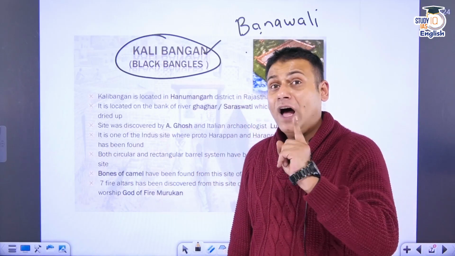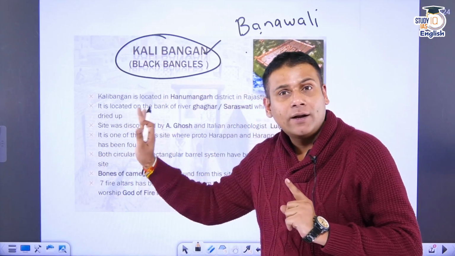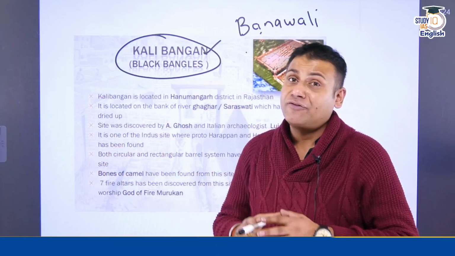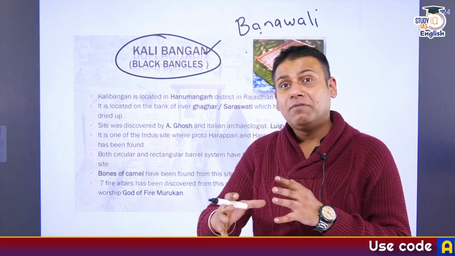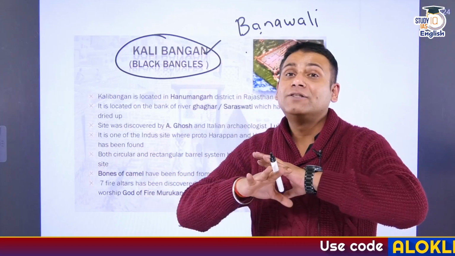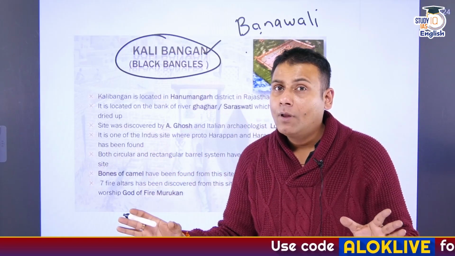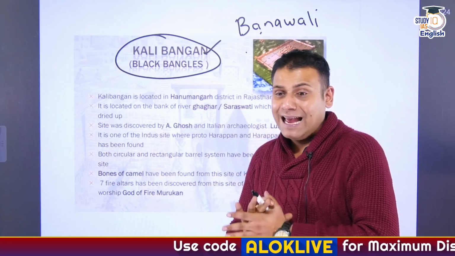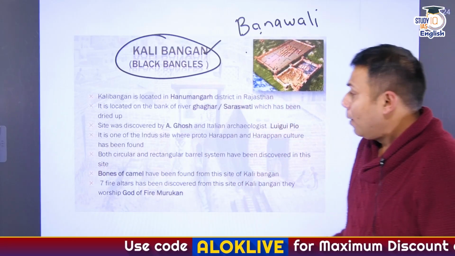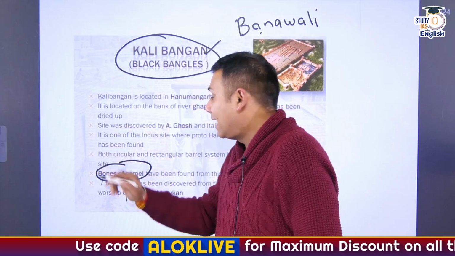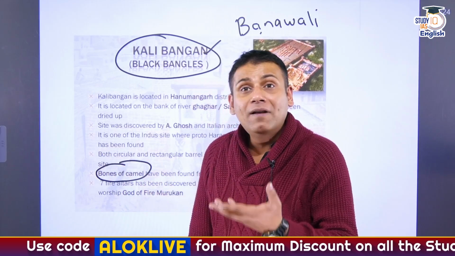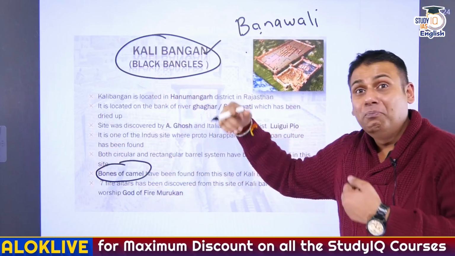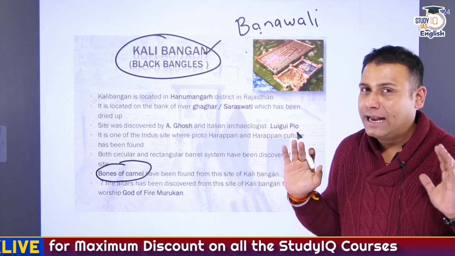Okay? Now, this site is located in Rajasthan. It is located particularly in the Hanumangarh district of Rajasthan, on the banks of river Saraswati or Ghaggar, which has been dried up. The key findings from this site include, let's understand them. First thing, bones of camel have been found from this site. Camel, often referred to as the ship of the desert, is found in the region of Rajasthan. So bones of camel have been found from this site.